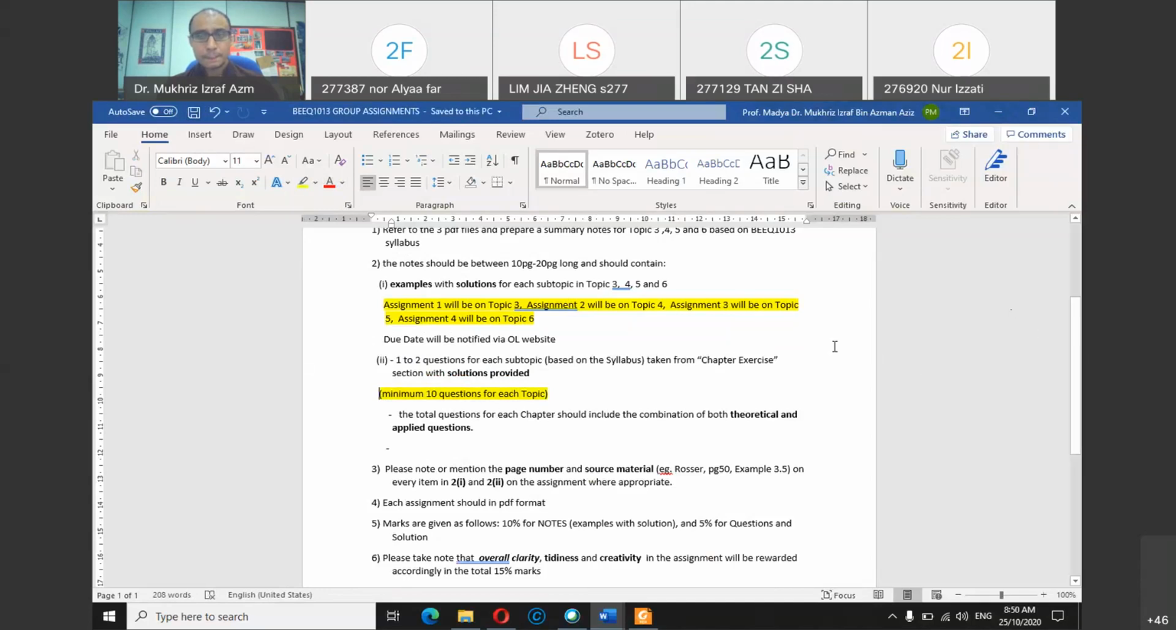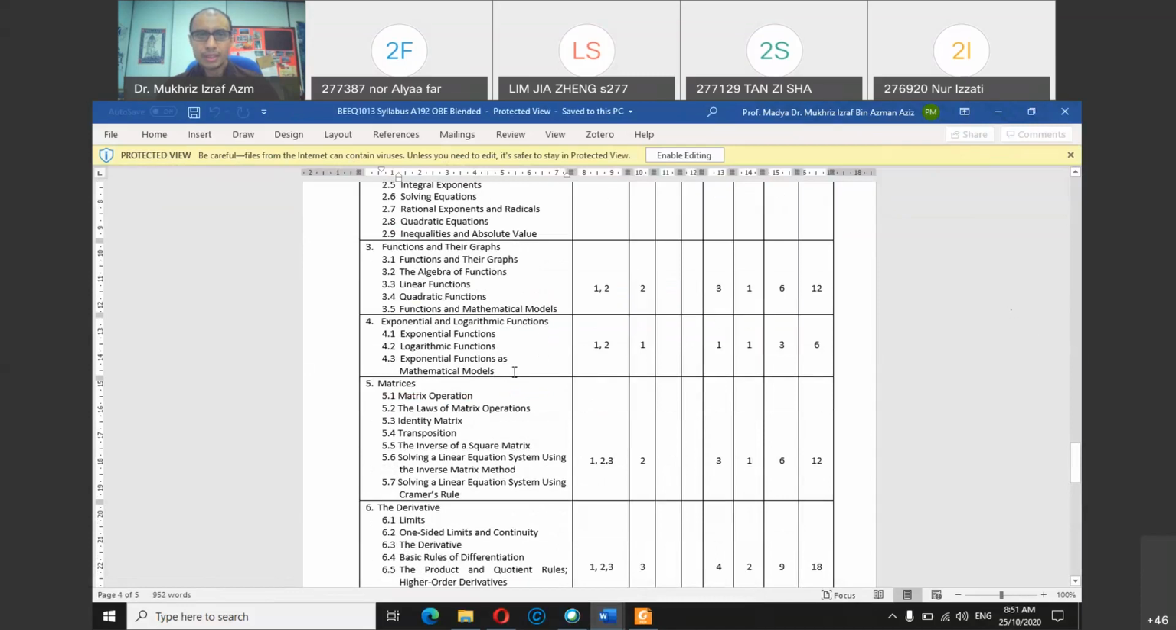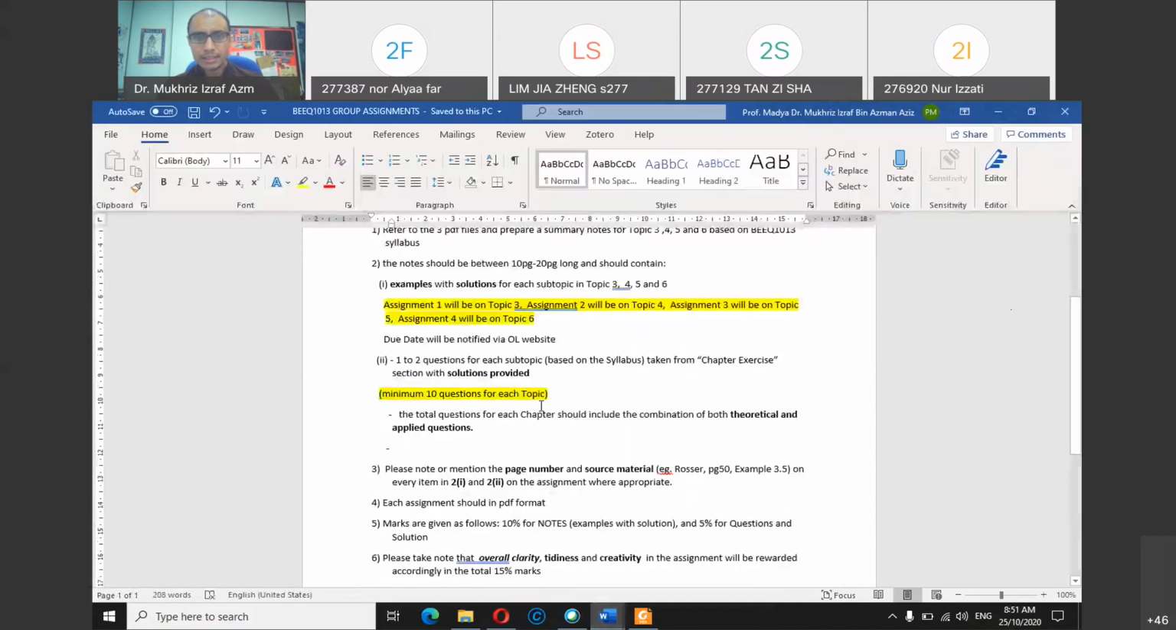Okay, so this is 10 questions for each topic. Of course, your assignment 1 starts from topic number 3. For topic number 4, there are only 3 subtopics, but I still insist on 10 questions and solutions. This is only relevant for the second section, whereby you need to provide the questions with the solutions based on the subtopic.